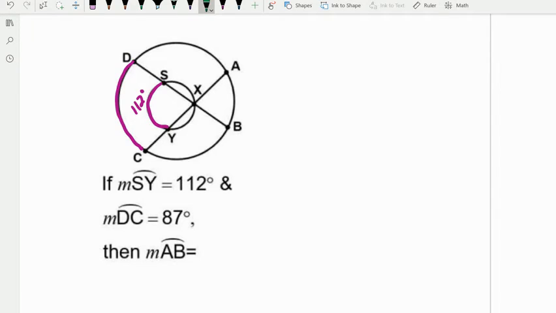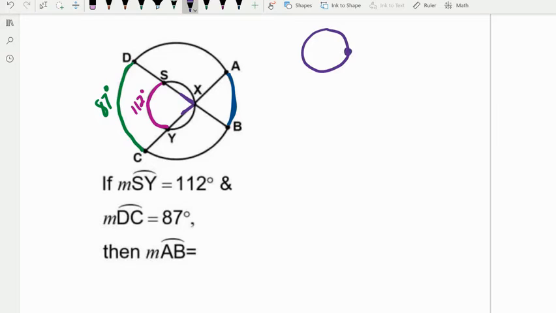Oops, I'm going to do that in a different color. Come on, OneNote. There it goes. Okay, DC is out here. That's 87 degrees, right? And then we're trying to find the measure of arc AB, right? Okay, so what I notice here is we've got an angle here, right? And if I look at the small circle, I'm actually going to draw this over here separately so it's easier to see.